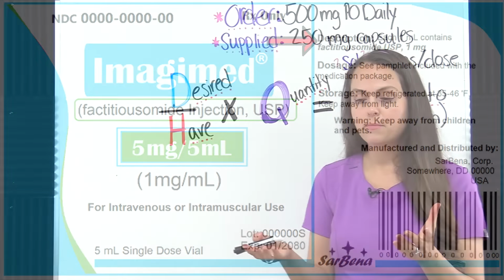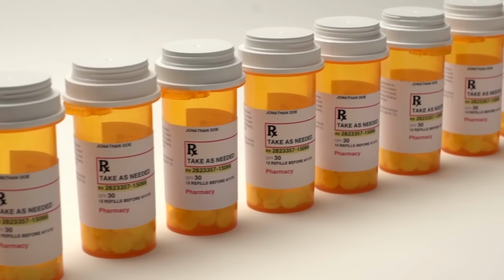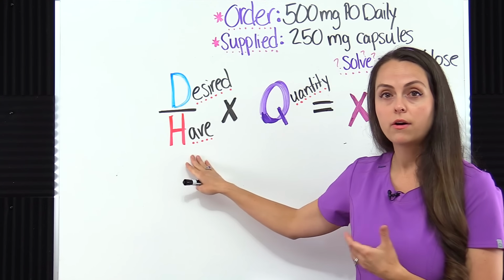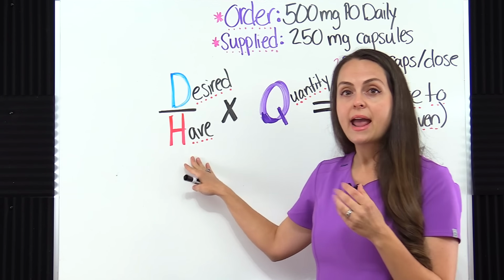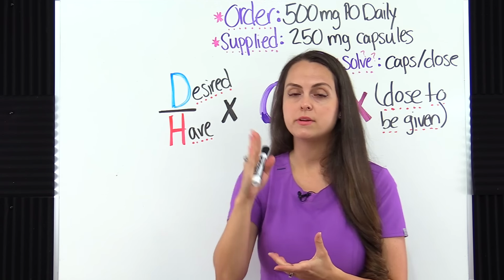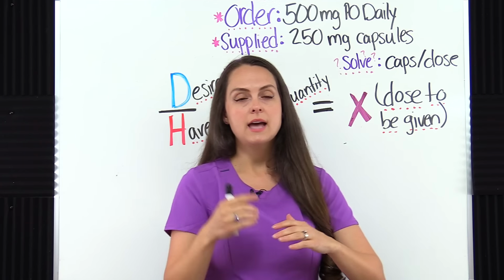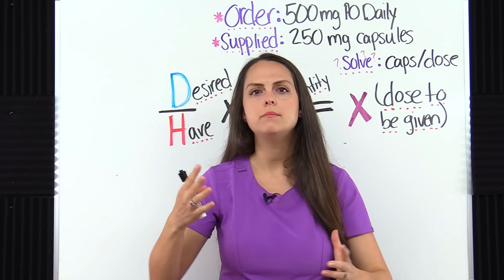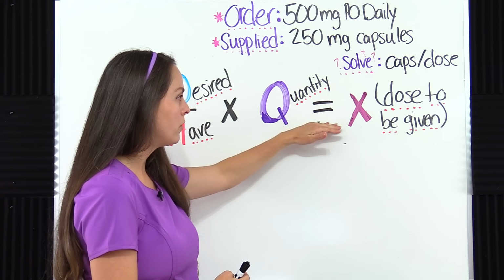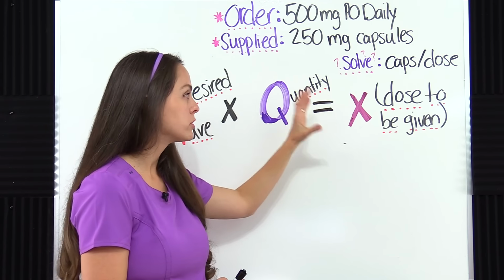So let me give you an example. You have a bottle of capsules, and it says that the dosage strength of those capsules is 1,000 milligrams. That goes on the have part because that's what you have on hand. And it says that each capsule, so each one capsule, has 1,000 milligrams. So you have a quantity of 1. This can be tablets, capsules, or milliliters, your quantity. Then you're going to solve that, and that's going to equal X, which is the dose to be given. This is your answer. That is what you are solving for.